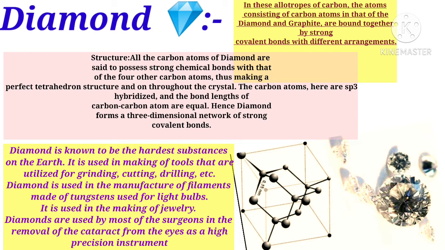As the atoms are held firmly by strong covalent bonds, diamond is the hardest substance, possesses a very high melting point and is chemically inert. Since no mobile electrons are present, it is a non-conductor of electricity. It is a giant tetrahedral structure.